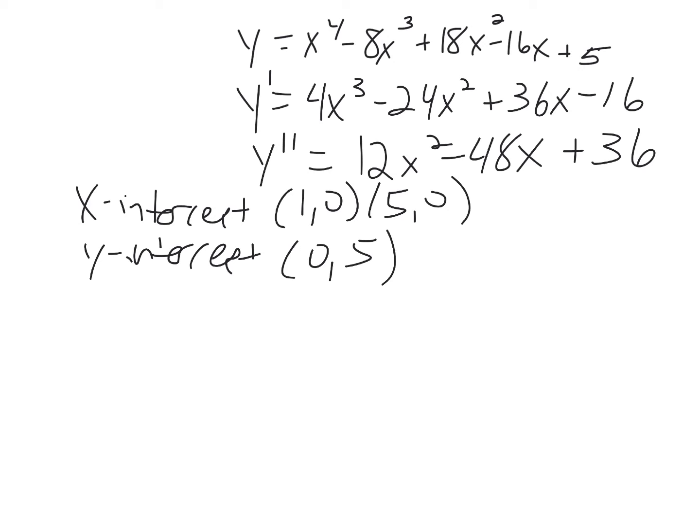Vertical asymptotes. There are none. No VAs. Why? Not a rational function. None. HA? None.